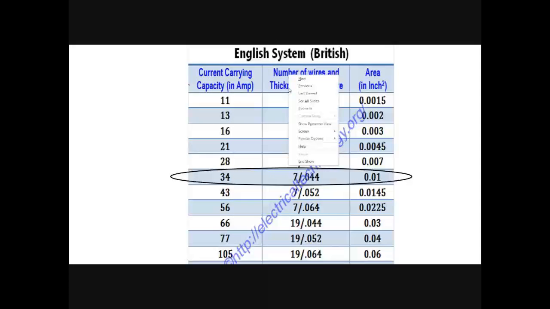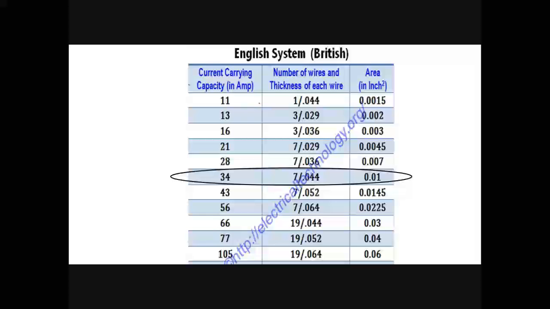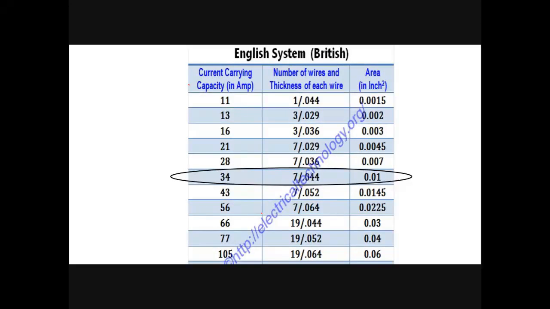This is the first column. The second column is the number of wires and the thickness of each wire, and they have given the area also in inch square. It is not in millimeters, and it is not in meter square. It is in inch square.